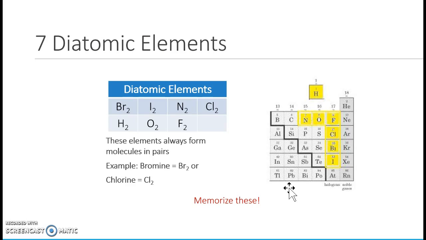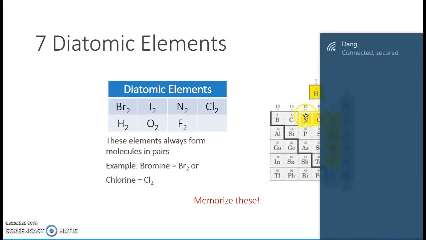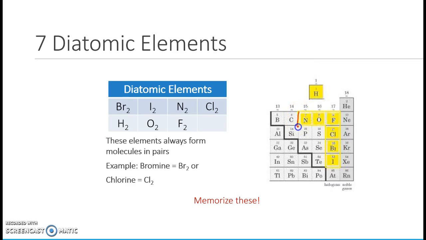Another thing that you need to know is that there are 7 diatomic elements. These 7 diatomic elements form a 7 on the periodic table. So nitrogen, oxygen, fluorine, chlorine, bromine, iodine, and then hydrogen. These molecules always form in pairs, so you'll see Br2, I2, and so on with a subscript 2.